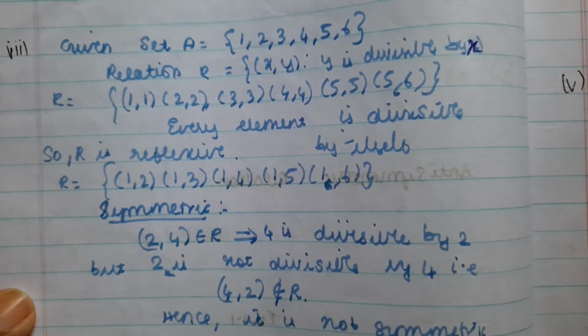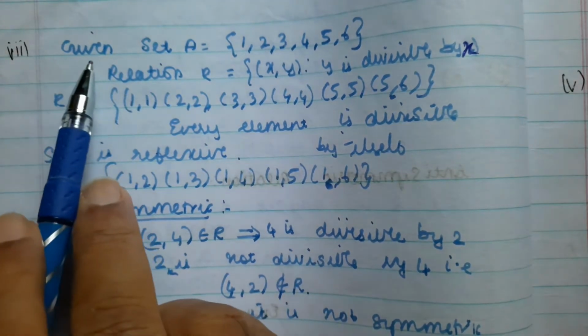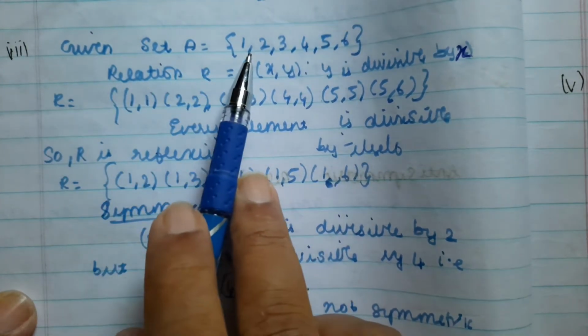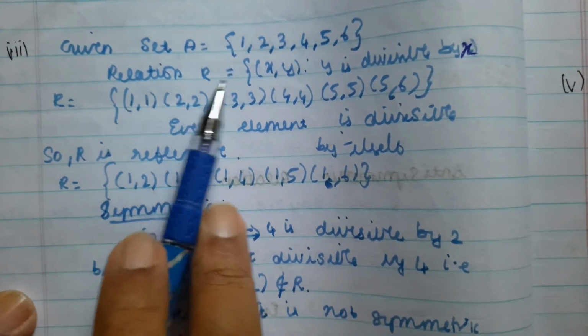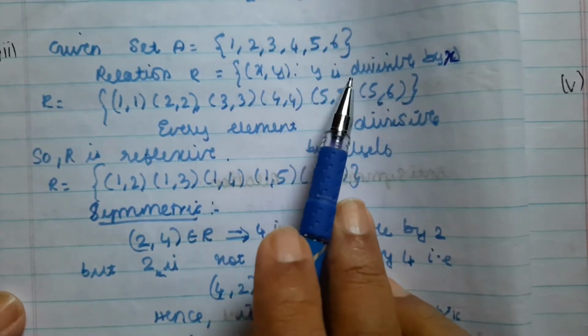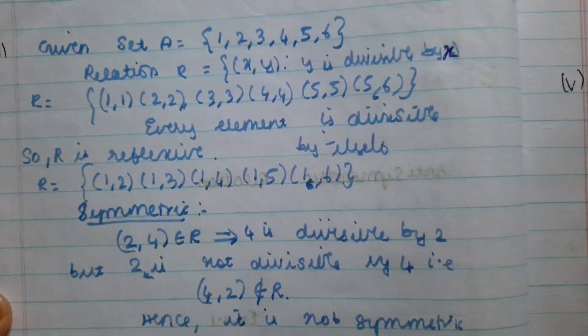Hello students, we are continuing the next question. Question number 3. Given set A equal to {1, 2, 3, 4, 5, 6}. Relation R is (x, y) such that y is divisible by x. So that is the condition. Now you have to find whether this is an equivalence relation or not.